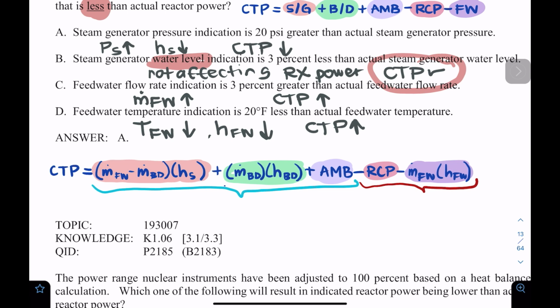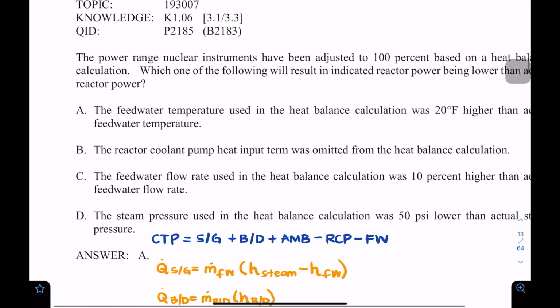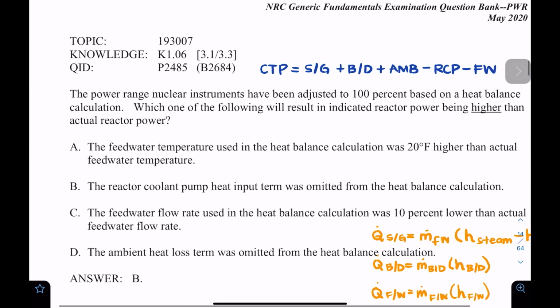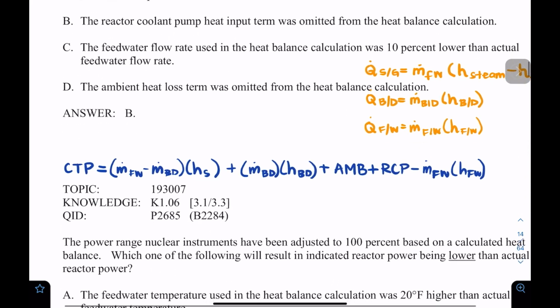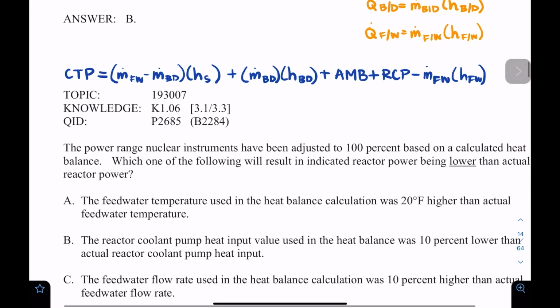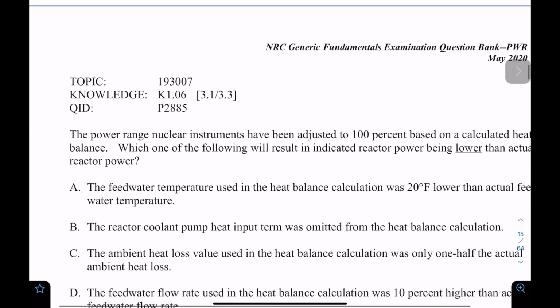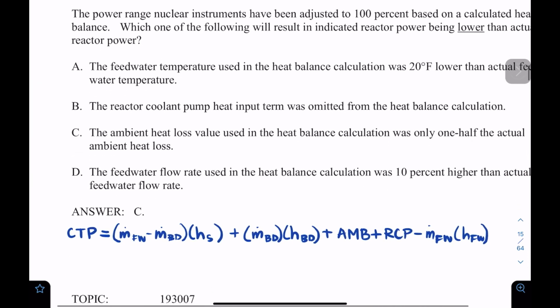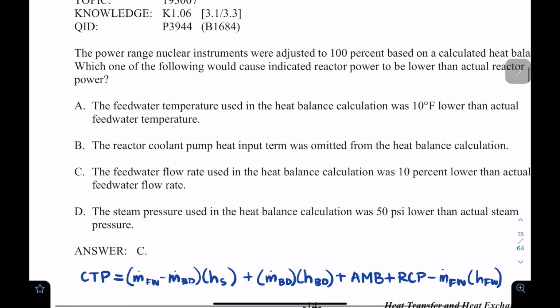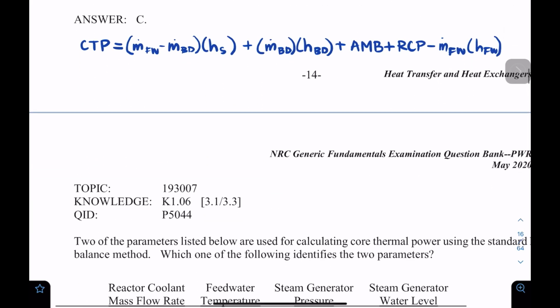So on the first one, if the steam generator pressure indication is greater, the CTP is lower, right? And that's what we want, and it has to be less than the actual reactor power. So the answer for this one is going to be A. And we're going to have several examples. Example P2185, example P2485 is going to be similar. Example P2685 is going to be similar to it. Example P2885 is going to be similar. Example P3944 is going to be similar.